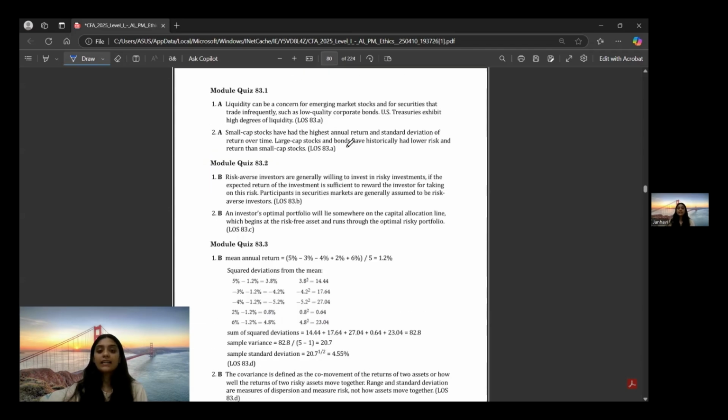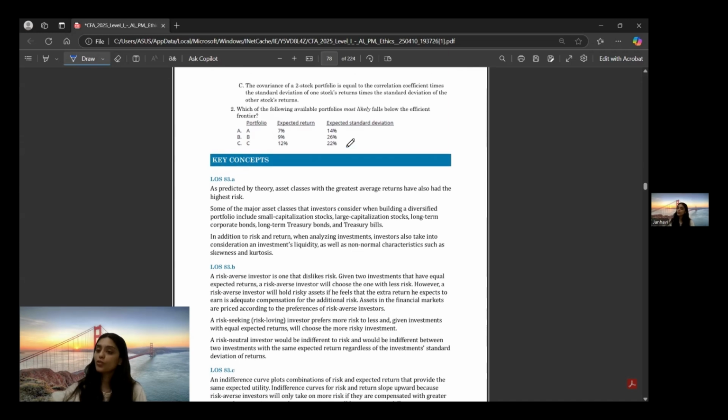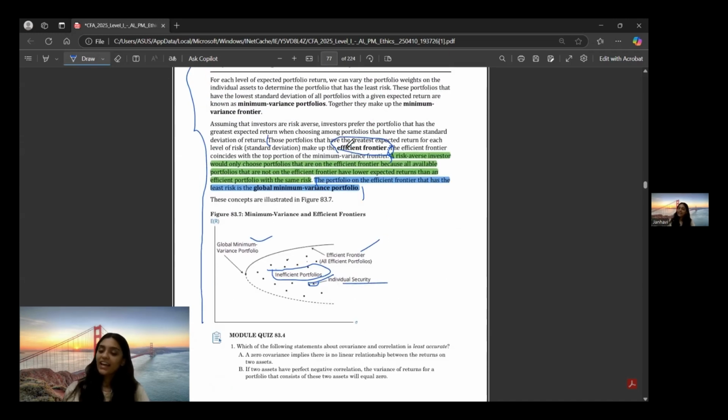So that's it, guys. We are done with reading number 83 of our portfolio management. Stay tuned. Thank you for listening. I hope you have understood all of the concepts in this reading. I have tried to cover mostly all the important concepts for this entire reading. This is one of the major readings.